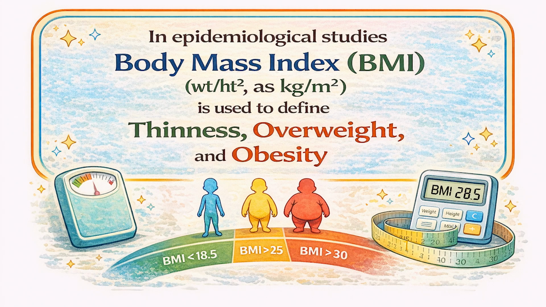There is also recognition that individual children may be simultaneously wasted and stunted, which has prompted interest in identifying the combination of the anthropometric deficits with the greatest risk of mortality. In epidemiological studies, body mass index, that is weight by height squared, as kg per meter squared, is used to define thinness, overweight and obesity. And increasingly BMI is accompanied by waist circumference to provide an assessment of abdominal fat in children, adolescents and adults.